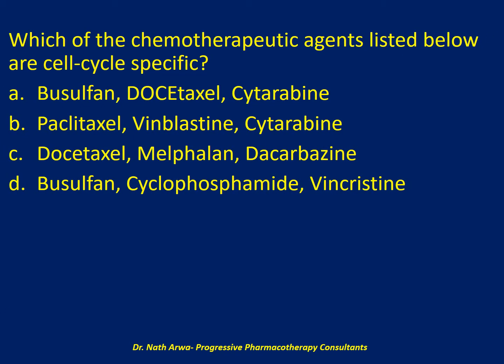And it reads, which of the chemotherapeutic agents listed below are cell cycle-specific? Is it busulfan, docetaxel and cytarabine? Is it paclitaxel, vinblastine and cytarabine? Is it docetaxel, melphalan and dacarbazine? Or is it busulfan, cyclophosphamide and vincristine? I'll give you 10 seconds to choose the correct answer.